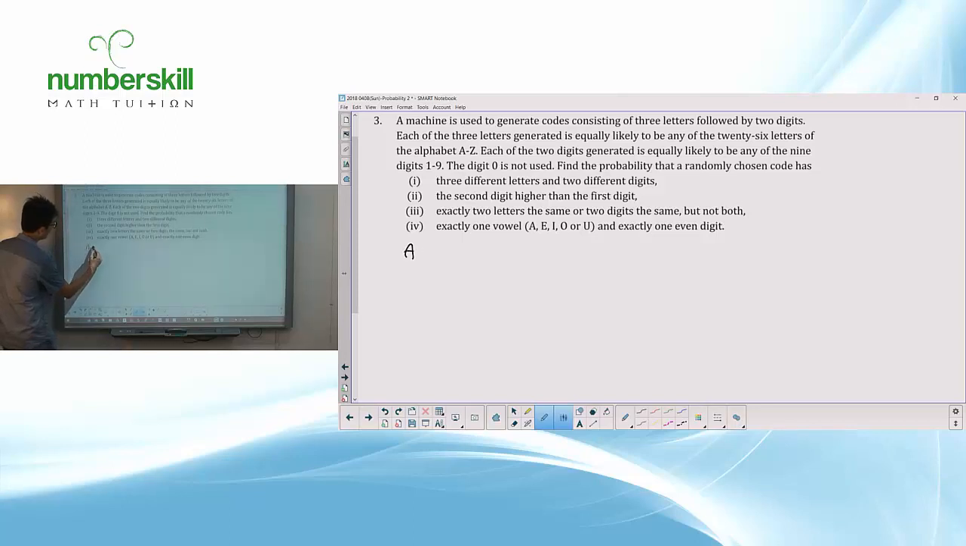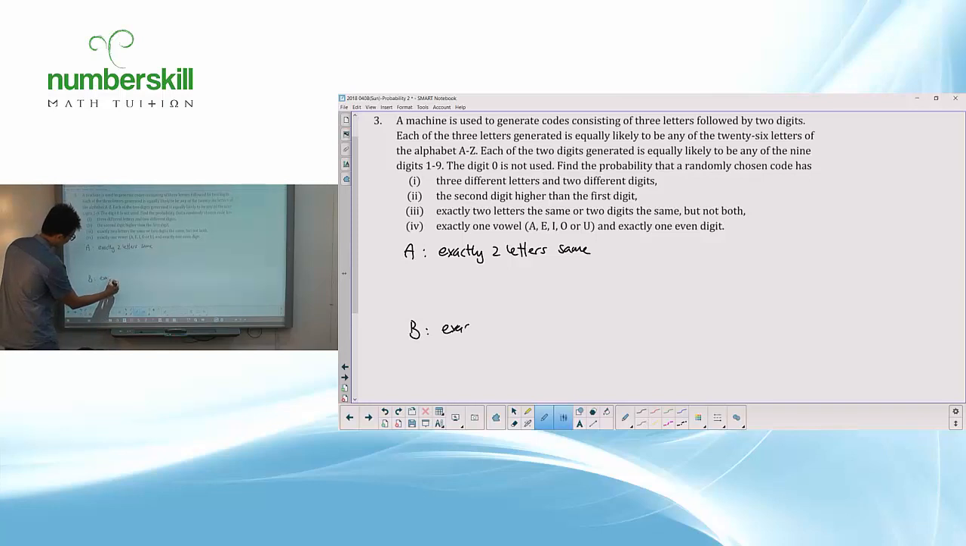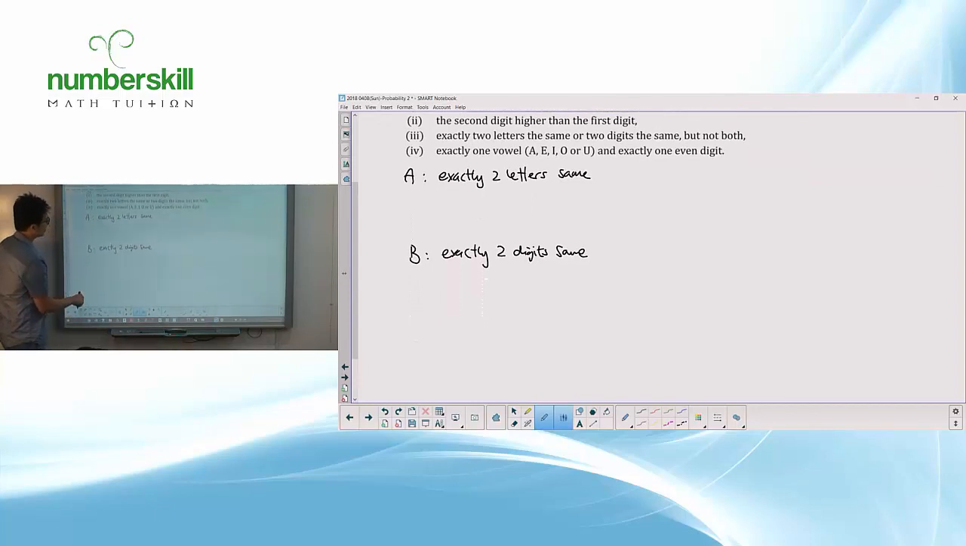So you let event A be the event that exactly two letters the same. Okay, so that shall be your event A. Your event B be exactly two digits the same. That's your event B. Not both. Both means what? Event A and B, right? So your A intersect B, but that one later. Let's just sort out this one first, okay?